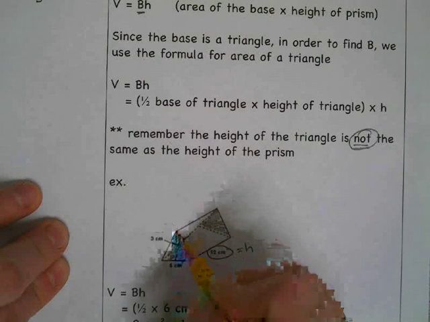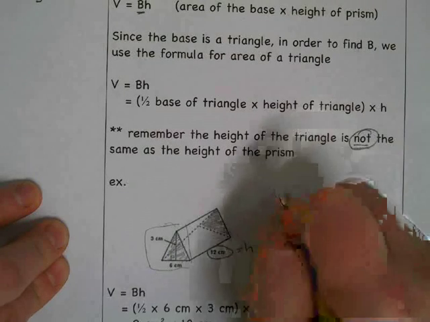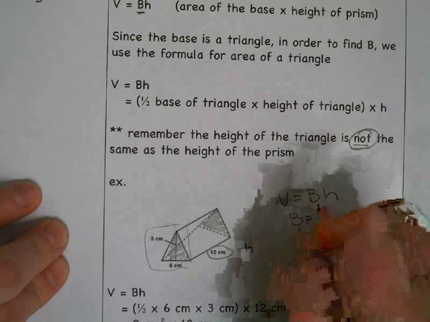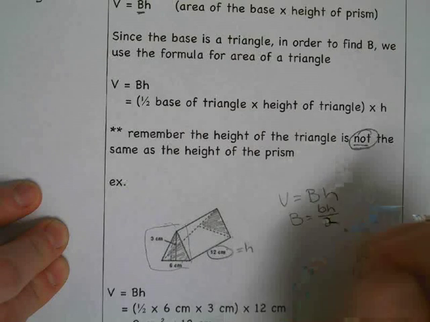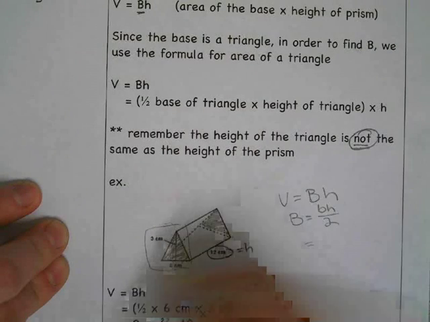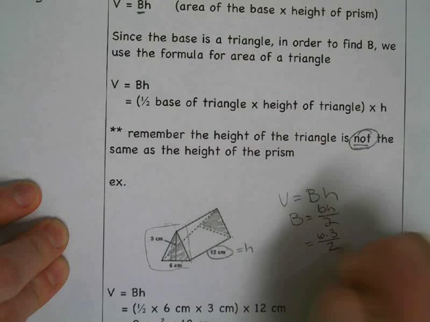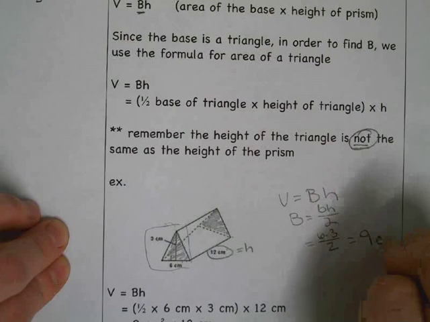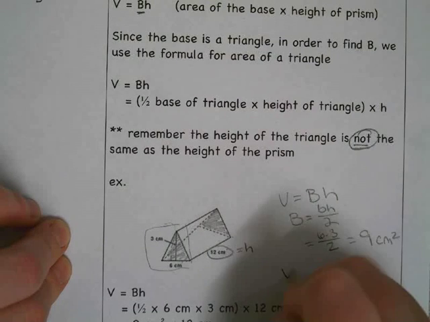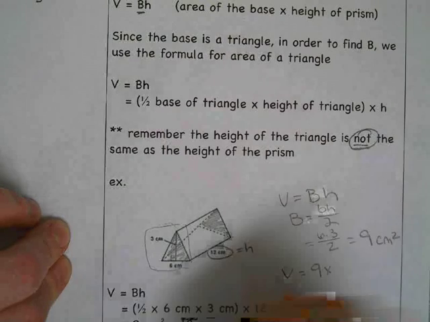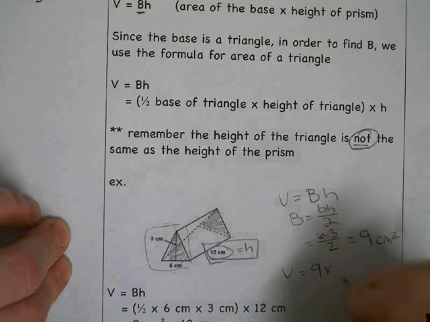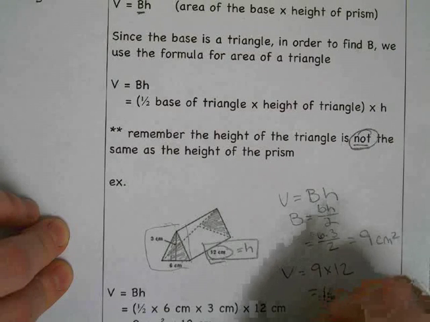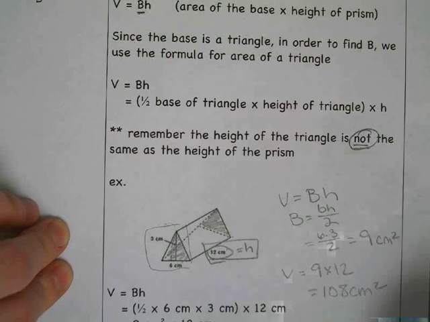So I have my base right here. Volume equals the area of the base times the height. The area of the base is the base of the base times its height divided by 2, which is 6 times 3 divided by 2, which is 9. So now I come back here. Volume equals 9 times, and I said that the height of the prism is 12. And 9 times 12 is 108 cubic centimeters.